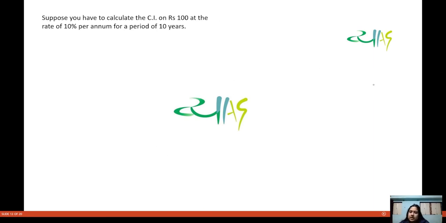Let's move on. Now look at this, what this is saying. Suppose you have to calculate compound interest on rupees 100 at a rate of 10% per annum for, let's say, 10 years.